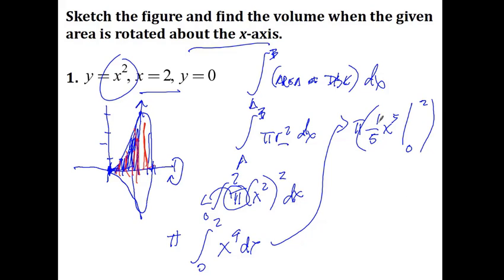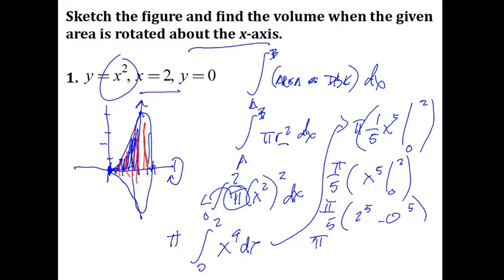Once again, 1/5 is a constant, so I can move that out, multiply that times pi to get pi over 5. Now I just have x to the 5th from 0 to 2. Makes it a little bit easier on myself. So it's 2 to the 5th minus 0 to the 5th, which is pi over 5 times 32, which is 32 pi over 5 units cubed, because we're finding the volume of a figure.